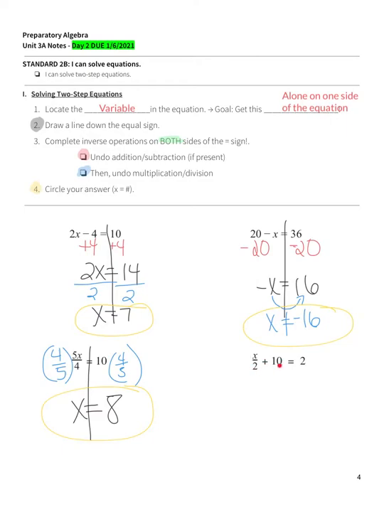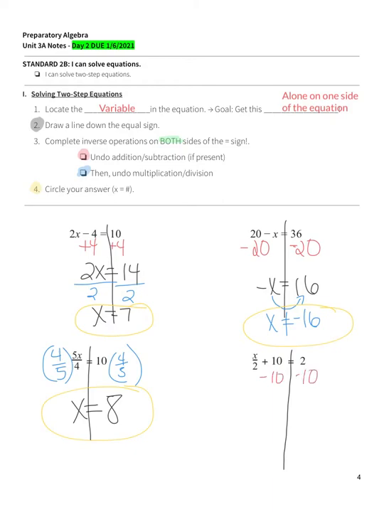x divided by 2 plus 10. My first step is to locate the variable right here. Second step, draw a line down the equal sign. Next, complete the inverse operations on both sides. First, we undo addition or subtraction. We have an addition here, so we're going to undo it by doing the opposite. The opposite of adding is subtracting, so we need to subtract 10 from both sides.